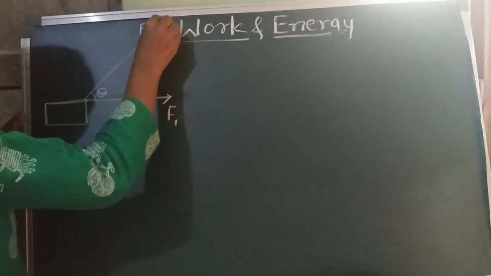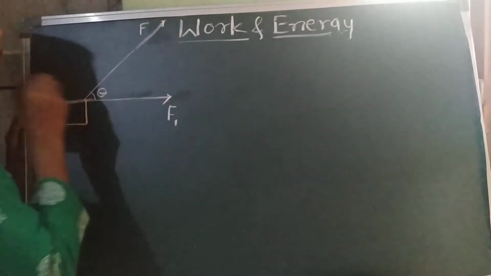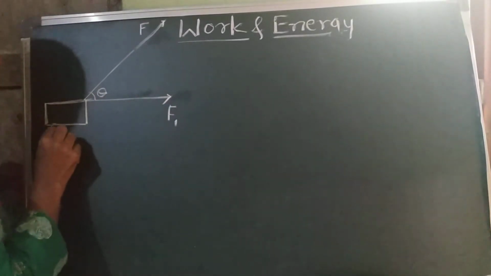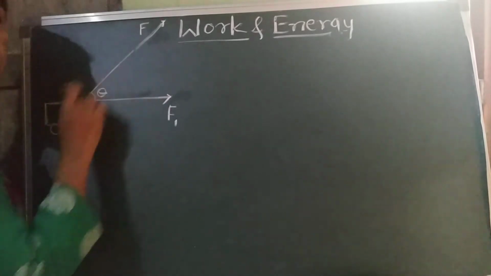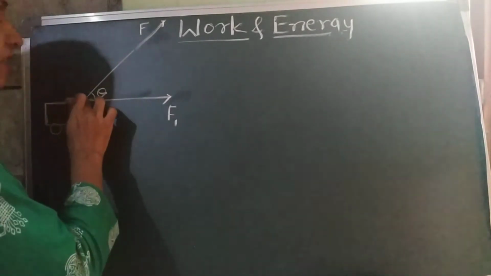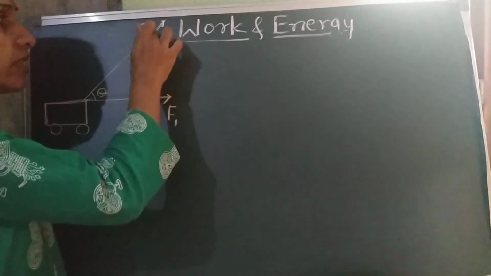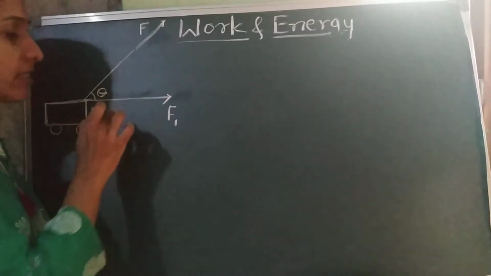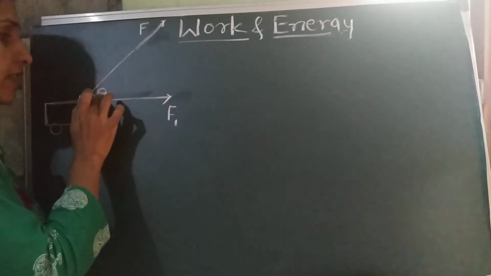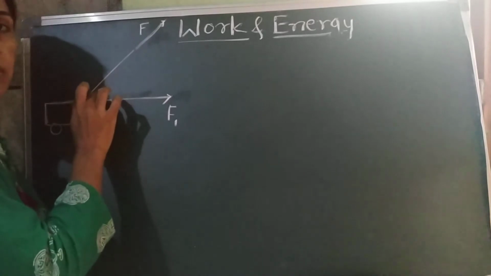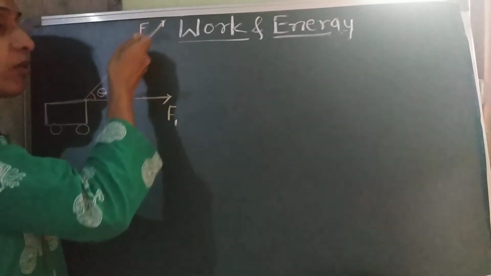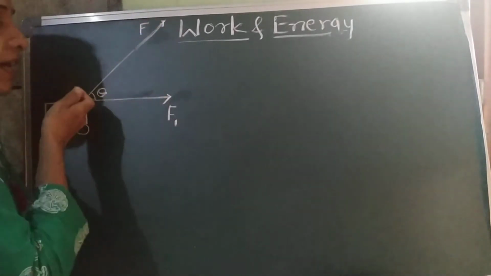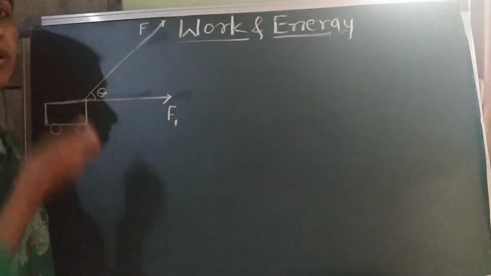Suppose a baby ties a string in this direction and applies force with the help of the string on that block, or on that vehicle or tire, which is on a plane, and the displacement occurs in this direction. Means, an angle is formed between the force and the displacement, and suppose this angle is theta. But when we have to find out work done in such a condition, the applied force is in one direction and the displacement occurs in another direction.